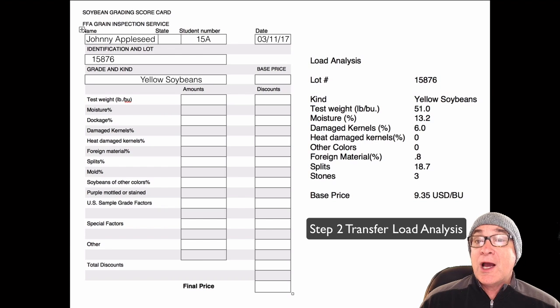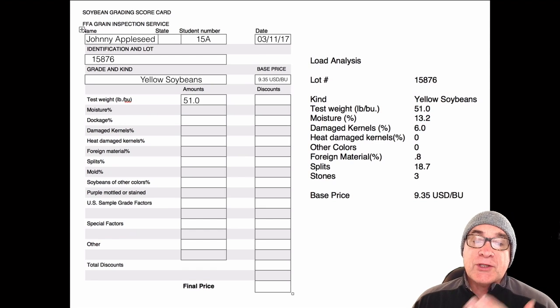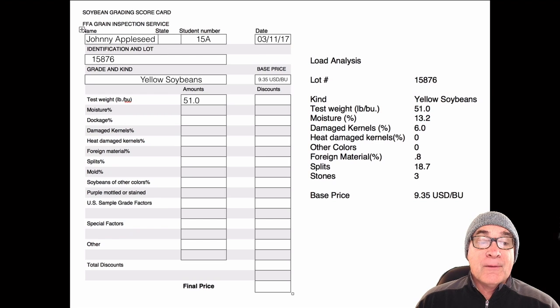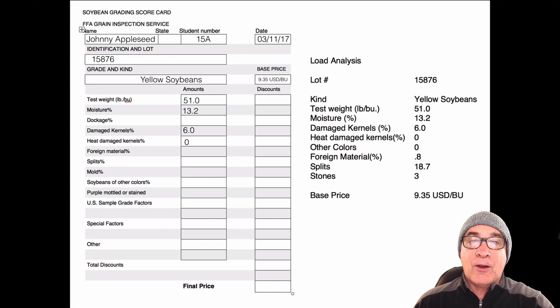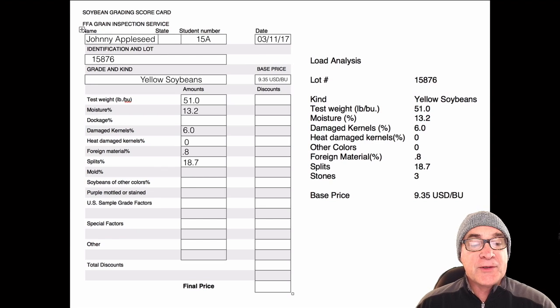So what kind of crop is it that we're actually going to be grading? In this case, it's yellow soybeans. And then, of course, the base or the market price of the product. So now we're just going to read them across, like what the test weight is, 51 pounds per bushel, and then there's 13% moisture, and so on. We're just going to fill it out just like the load analysis, so we have it on this worksheet so we can determine the discounts.